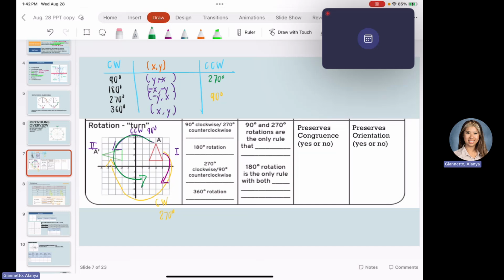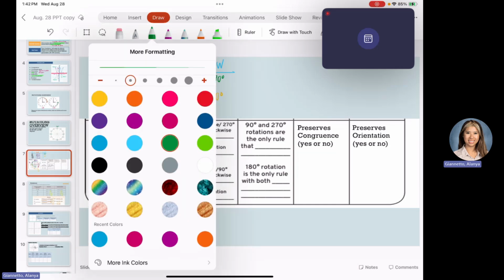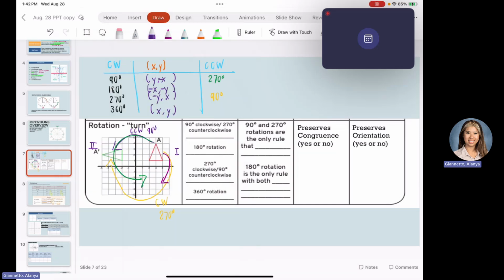180 and 360 are easy because a 180-degree rotation, clockwise or counterclockwise, will result in it being in the same position. So that's why 180 degrees clockwise is the same thing as 180 degrees counterclockwise. And then for 360, same thing. 360 degrees clockwise is the same thing as 360 degrees counterclockwise. Okay, so now we have to fill out the rest of this chart.